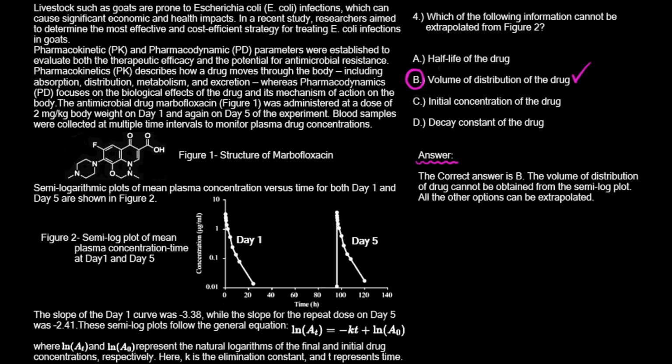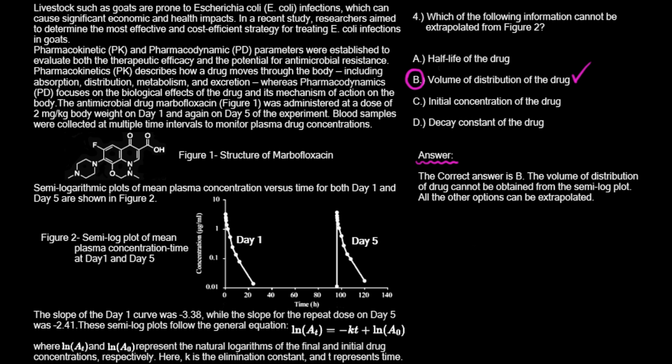To solve this question, we only needed to recall what semi-log plots represent. Even if you had forgotten that, you could refer back to the passage and look at the equation provided. From that equation, you can determine the initial concentration of the drug, the decay constant, and using the decay constant, you can easily calculate the drug's half-life. All of these can also be interpreted directly from the semi-log plot.